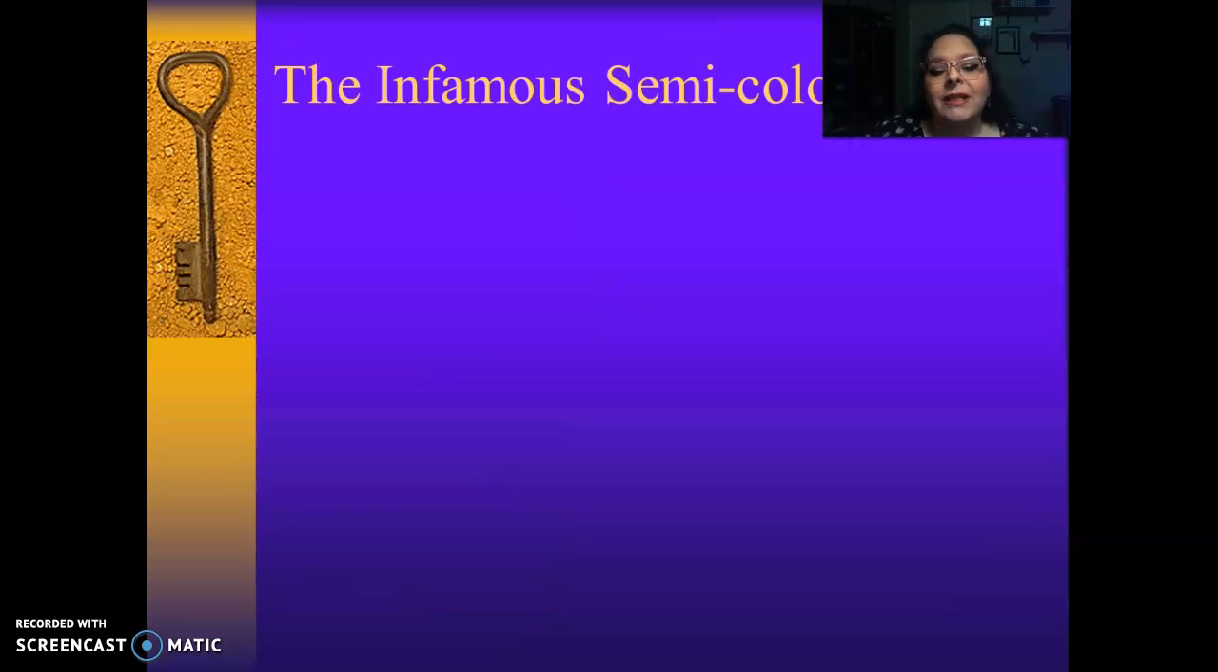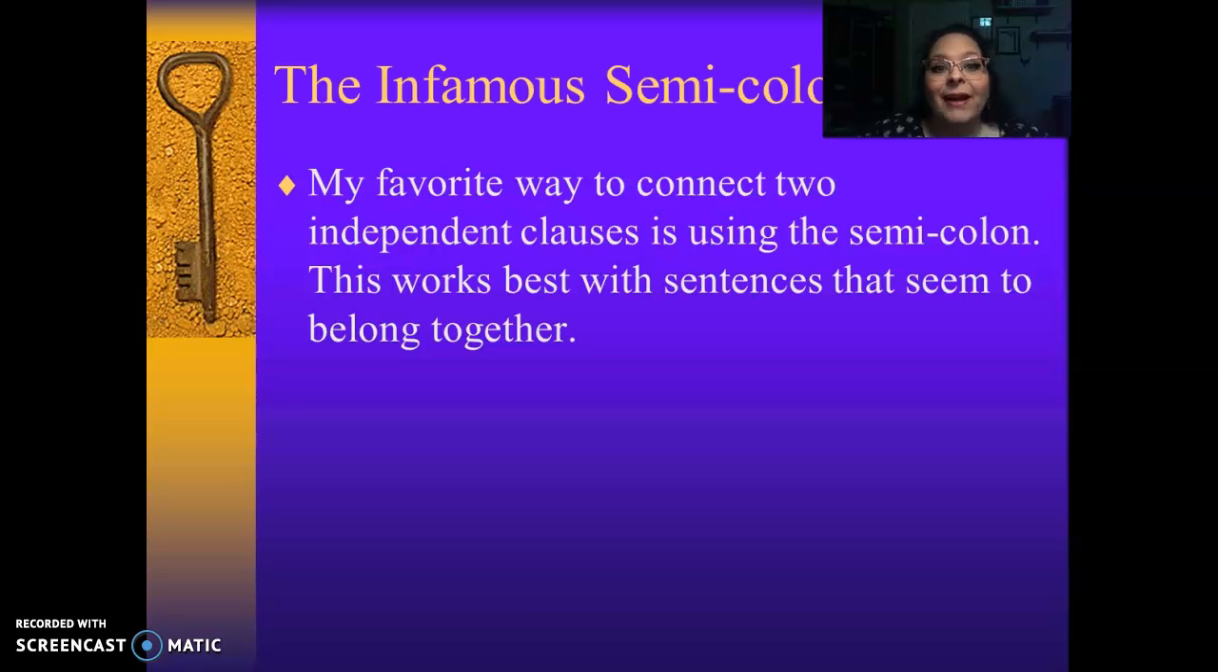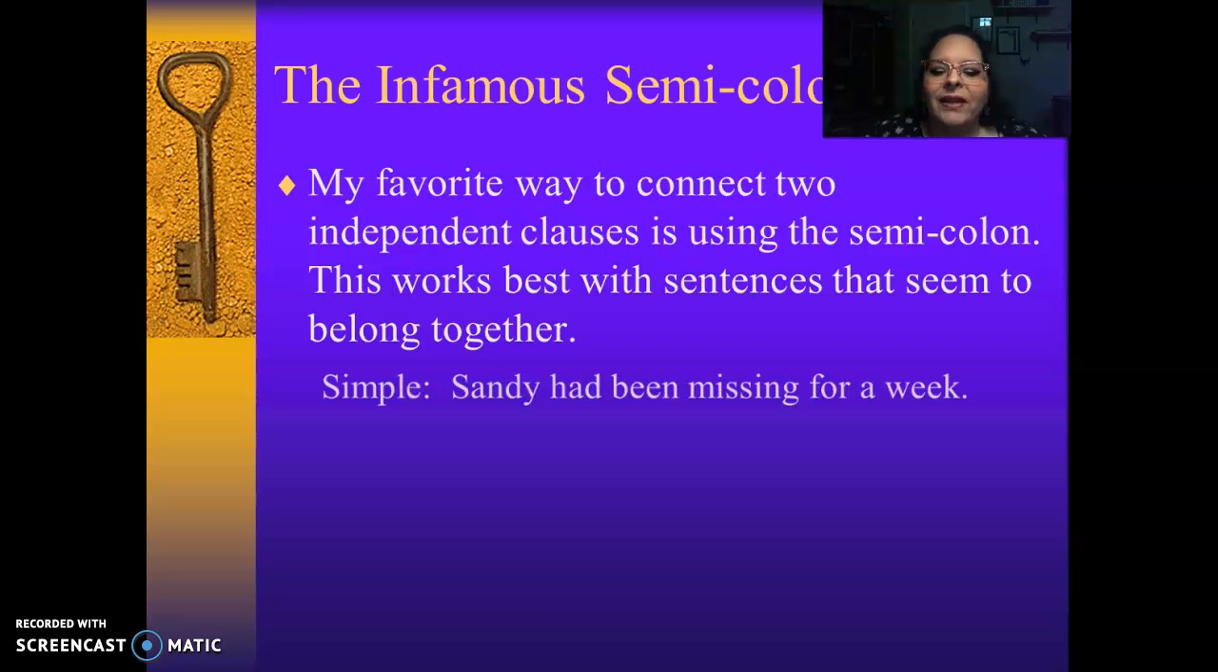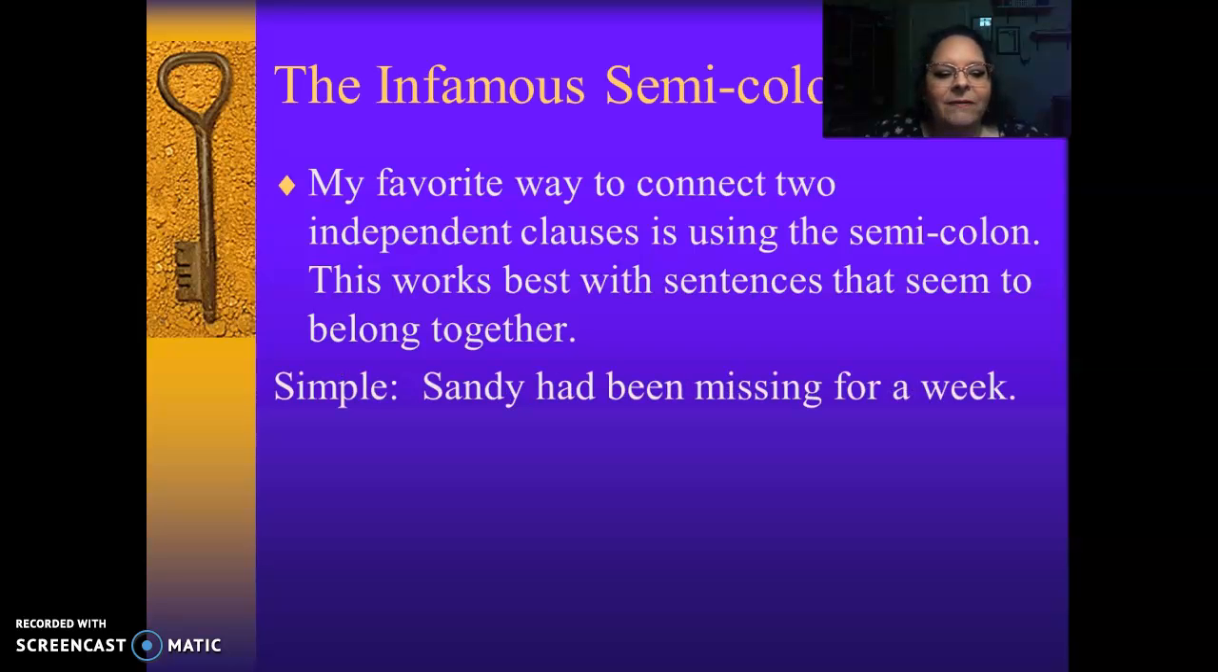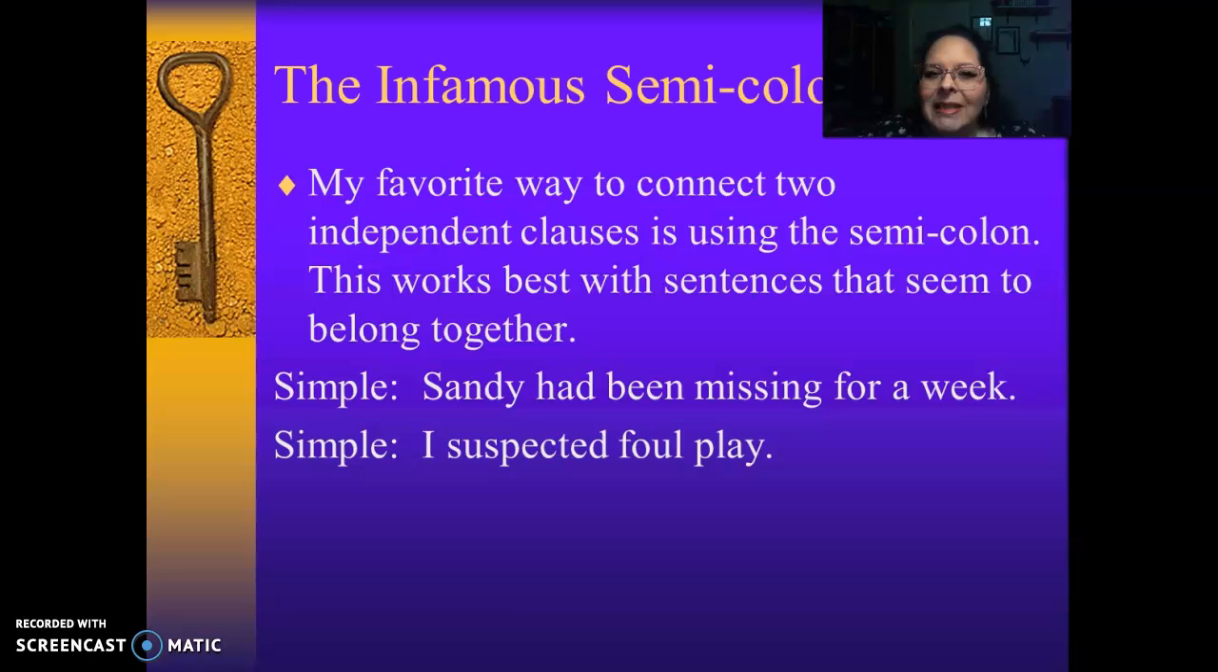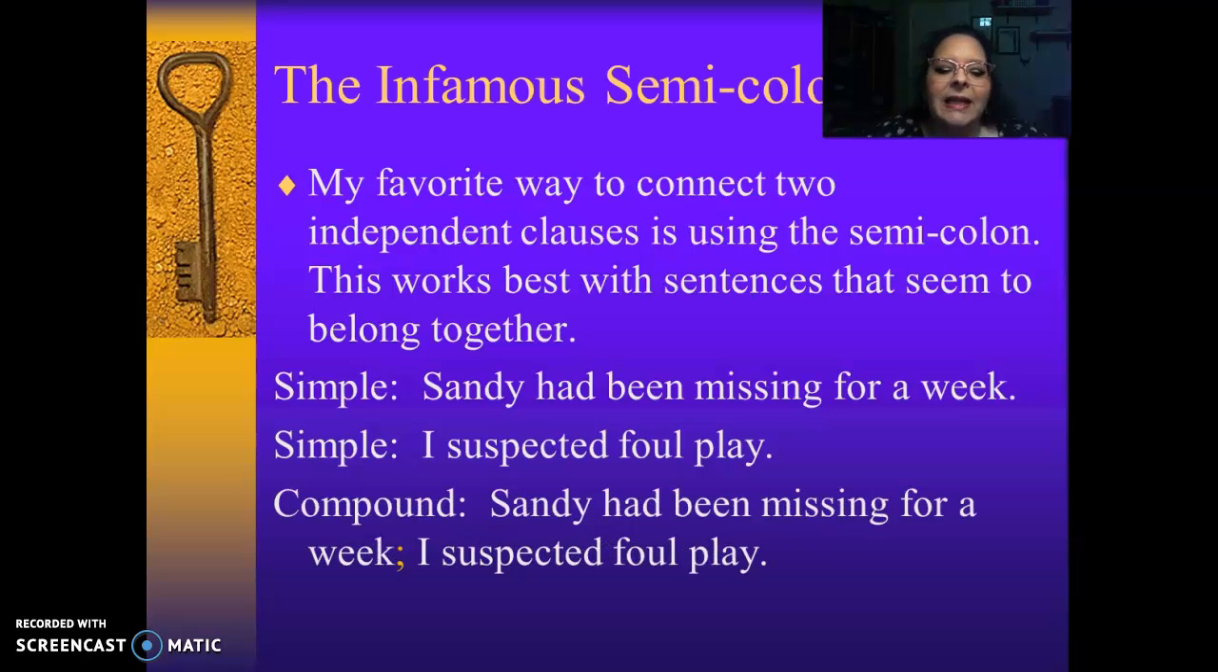Okay, the infamous semicolon, because a lot of people don't know how to use this. But it's my favorite way to connect two sentences that really belong together. So, Sandy had been missing for a week. I suspected foul play. When you use a period, it's kind of a longer pause. It's a full stop. But a semicolon's not quite as long a stop, so it kind of makes the sentences stick together a little better. Sandy had been missing for a week; I suspected foul play.